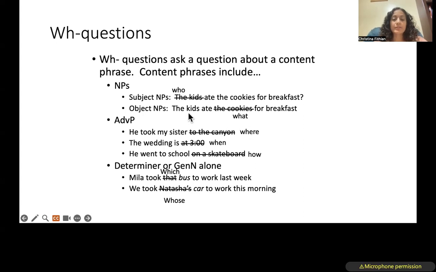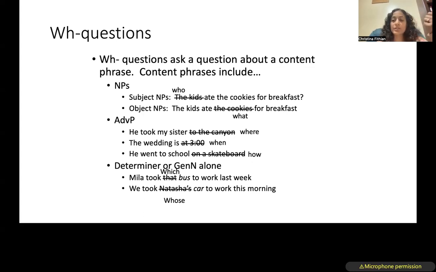Now, I can also ask a question about the object noun phrase in a sentence. If I use the same sentence, the kids ate the cookies for breakfast, and I want to know what they ate, I'm going to use exactly that interrogative pronoun, what. So instead of the cookies, I'm going to cross that out and I'm going to put what there. Now, eventually, this what is going to have to move to the beginning of the sentence, because if you remember, the question is, what did the kids eat for breakfast? So that's our second point of movement.